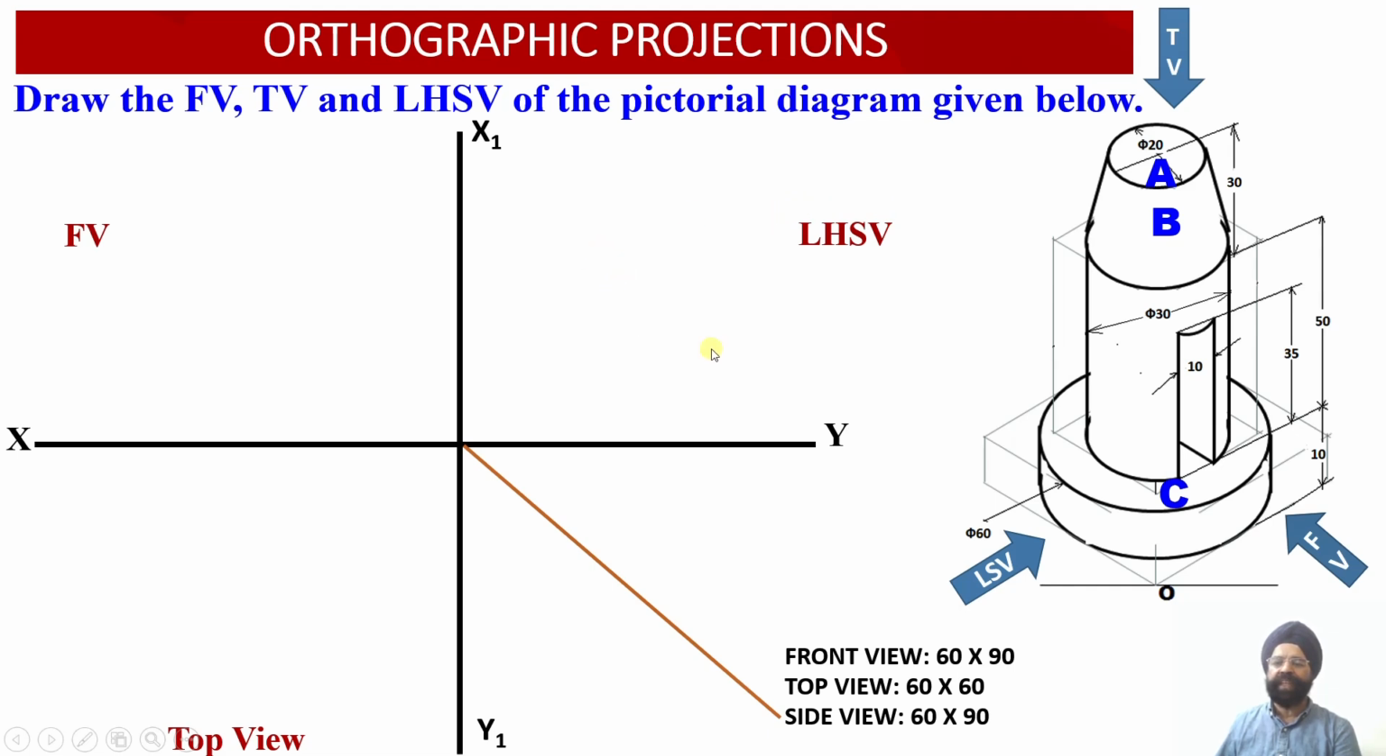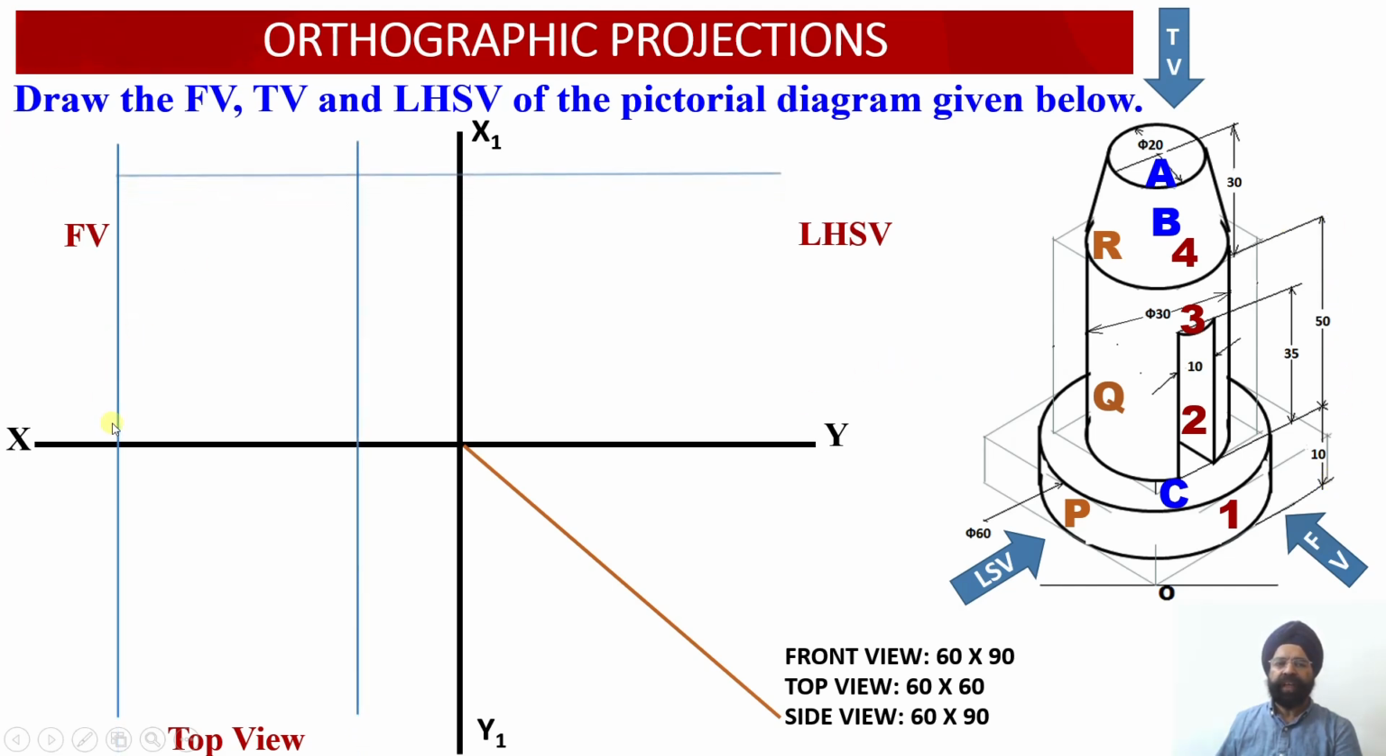So let us start with the construction of the front view projections of the solid. As we look at the solid from the front side, these are the four surfaces which will be visible to us: surface 1, surface 2, surface 3 and surface 4, right? Now we have got the dimensions of the front face of the solid: 60 millimeter is the width of the solid, and 90 millimeter is the height of the solid.